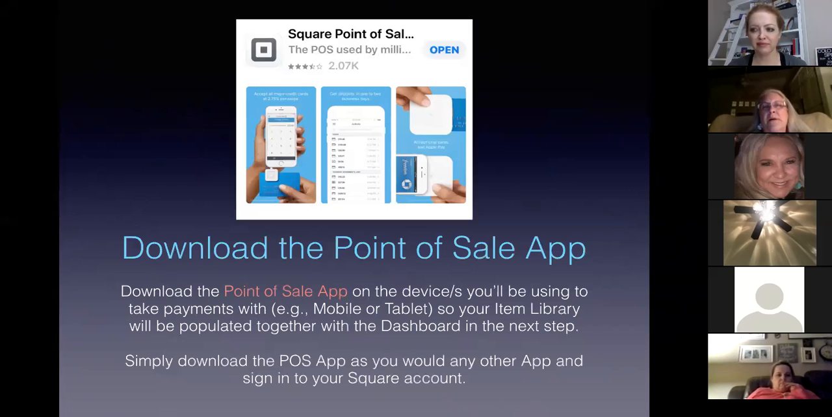So the key thing about that is you want to have your item library, and you want that to populate together with the dashboard in the next step. So you want your item library on all the devices that you'll be taking a payment with. So as far as the POS app goes, again, that's the second part of the integrated system. You've got the website and you've got the point of sale app, and you just download that POS app like any other and sign into your Square account. The Square account is a single account. They're not two different accounts. It's a single account.